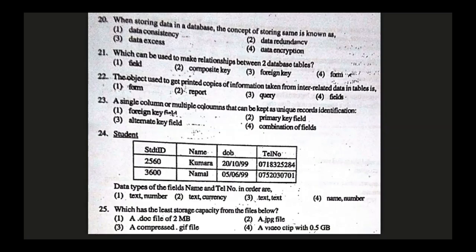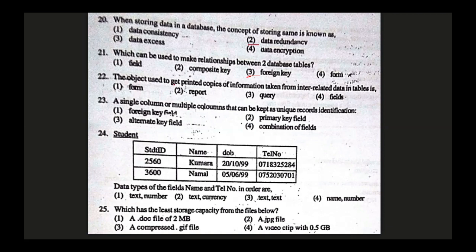Yes. Then next one, when storing data in a database, the concept of storing the same data is known as, yes, data redundancy. This is the answer for that. Question number 21, which can be used to make a relationship between two database tables. Yes, actually to make this relationship, we use a foreign key. You know that a foreign key is a primary key of another table, so we use this to make the relationship.